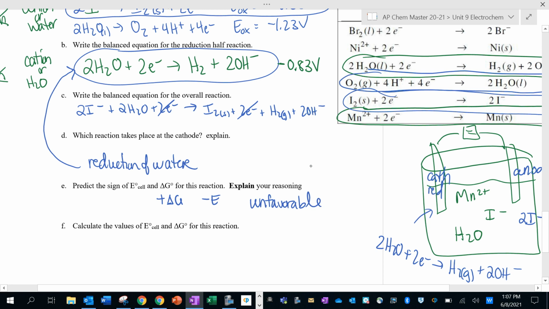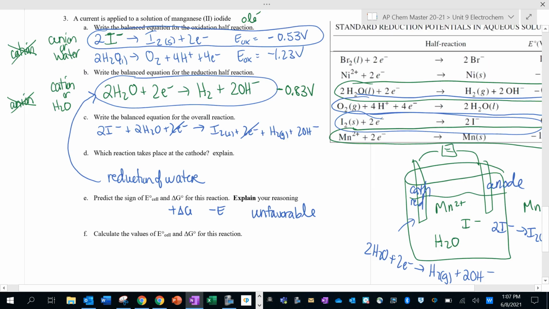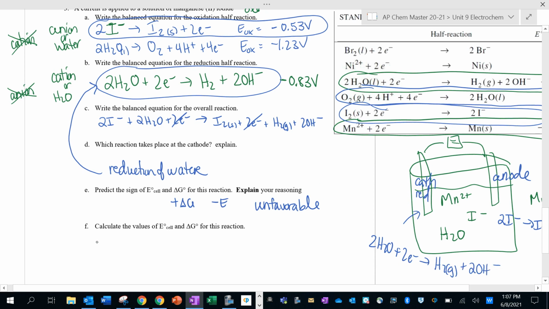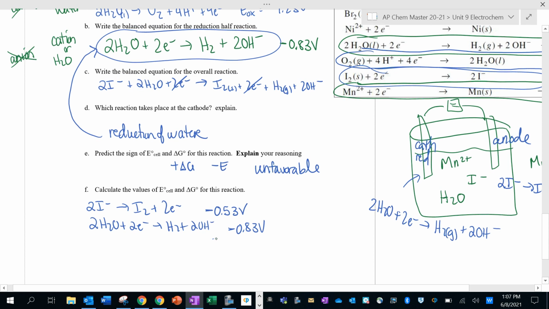To find the values of them, I'm going to add up the voltages here. So let me rewrite this real quick so we can see where we're getting these numbers from. The oxidation was negative 0.53 volts, and then the reduction here was negative 0.83 volts. So we're going to add together our oxidation and reduction. It gives us negative 1.36 volts.